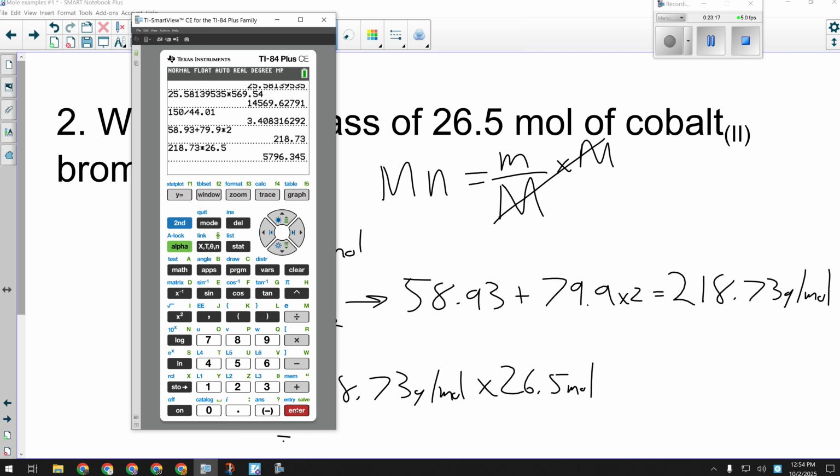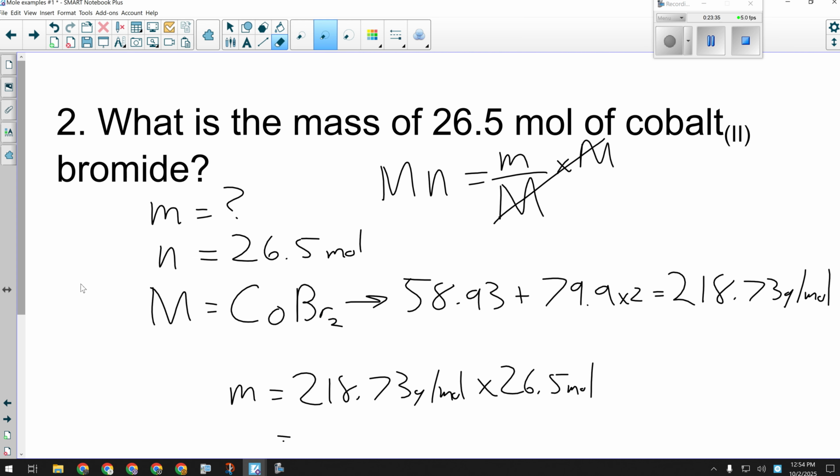Okay, so we're getting 5,796.35 grams. So that's 5.7 kilograms or 5.8 kilograms. 12, 13 pounds worth of stuff. Okay, so 5,796. And my units are grams.